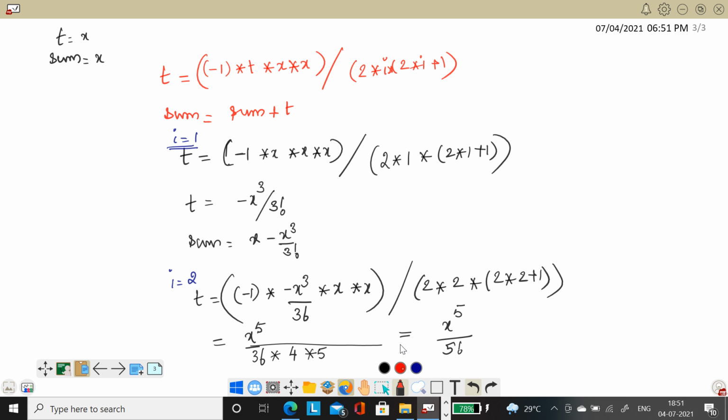So we got our first term, we got our second term. Now this will be added to our sum. Sum is equal to sum plus term. What was the previous sum? x minus x cube by 3 factorial, plus x to the power of 5 divided by 5 factorial. On a similar basis, for I equal to 3, I equal to 4, the terms are computed and added to your sum. We'll just have a look at the program.